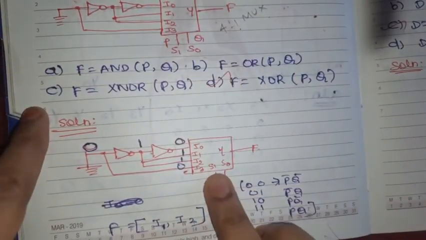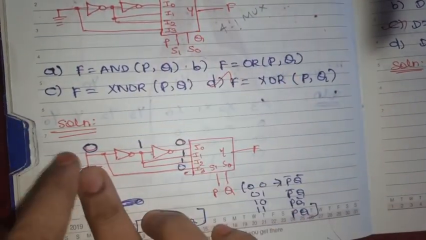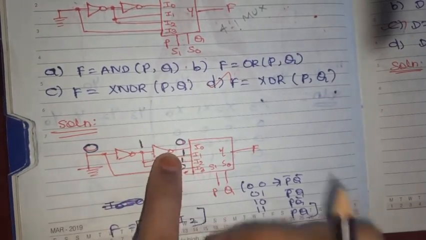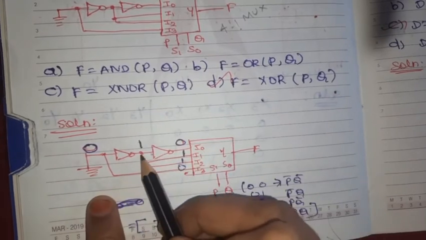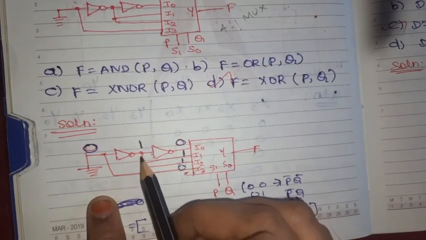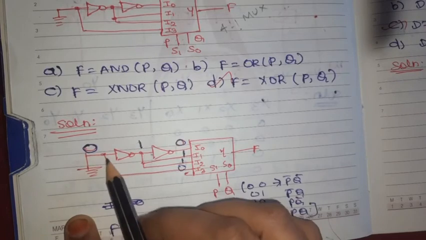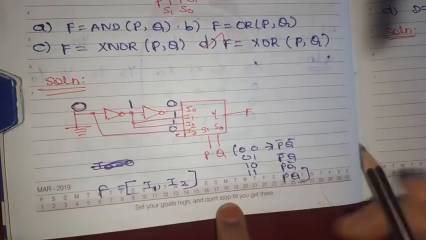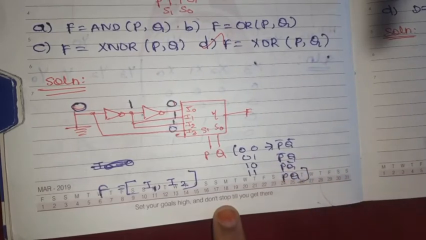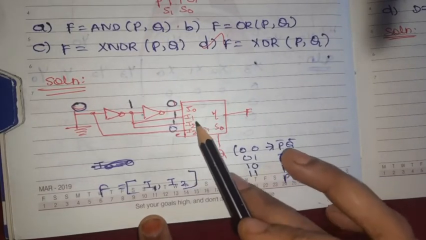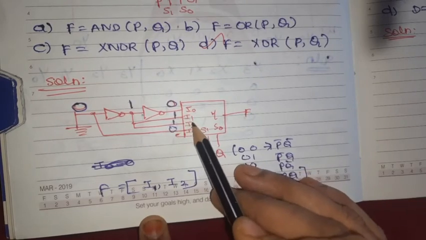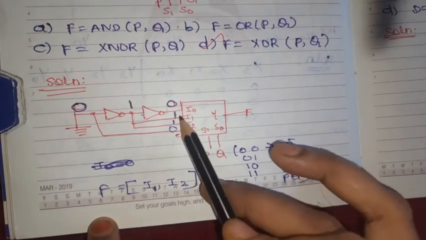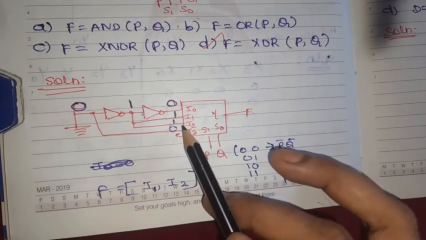Just copy down the circuit above. So 0, whenever inverted means 1, again it will come 0 here. I0 is 0, then 1 is given to I1, then 1 is given to I2, then 0 is given to I3. So what is PQ for the 4 different combinations? P bar Q bar, P bar Q, P Q bar, PQ. So F is a function of I1 and I2 only, as I1 and I2 are the only ones at logic 1.